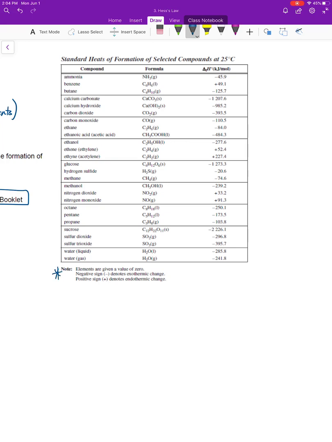Any element, so anything that's a pure element, for example, oxygen gas is a pure element for us in combustion, will have a value of 0 for its standard heat of formation. It tells you here also that the negative sign is exothermic and the positive sign is endothermic. So when you look at these reactions, for example, if we take a look here at butane, it is negative 125.7. So that tells us that when we make butane, we actually release 125.7 kilojoules per mole of energy. Okay, so we're going to come back to this table and we're going to be using it in our formula.